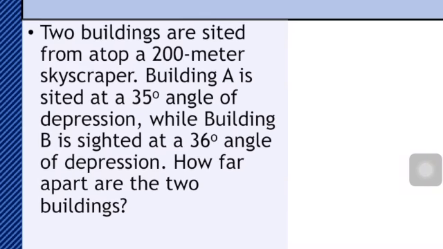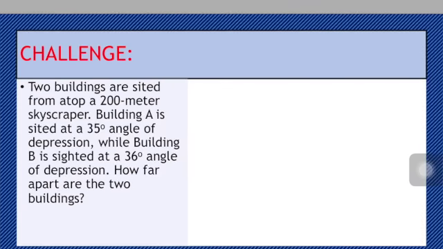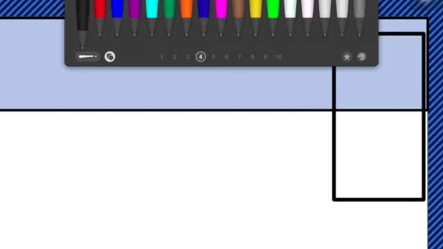Okay, so we've got two buildings that are sighted from atop a 200-meter skyscraper. So it looks like we have a skyscraper. Let me go ahead and draw that out. It might look something like this. Right, so there's my skyscraper, and let me draw some windows in it. You know, I like to draw some drawings out. Oh, I don't know what happened with that window. Alright, let's try that one again. Alright, perfect. So there's our skyscraper.